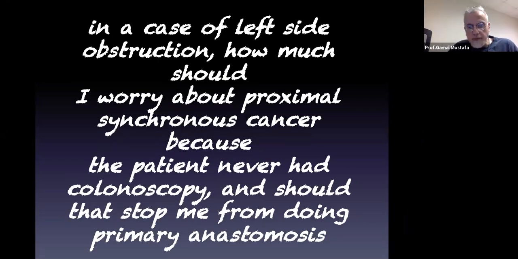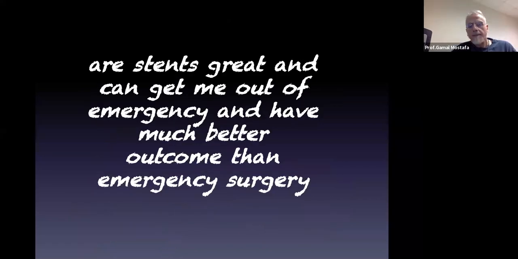In case of left side obstruction, how much should I worry about proximal synchronous cancer because the patient never had a colonoscopy? Typically, here in the United States, if I see 10 patients with obstructing rectal or sigmoid cancer, at least 9 out of them never saw a doctor and never had a colonoscopy. How do I know that there is no cancer in the transverse or the right colon? I don't. Think about it, okay?